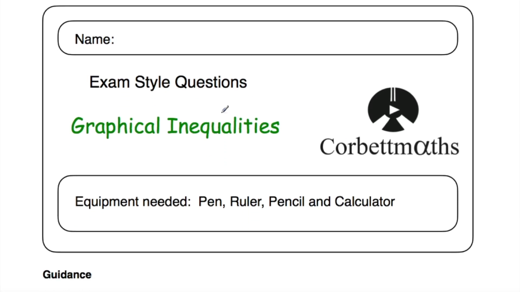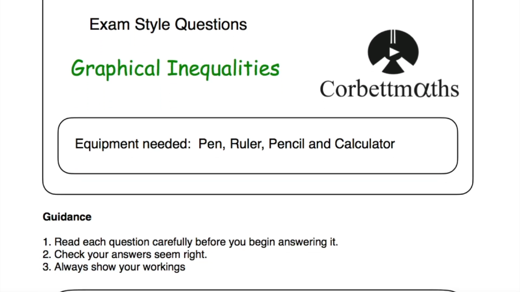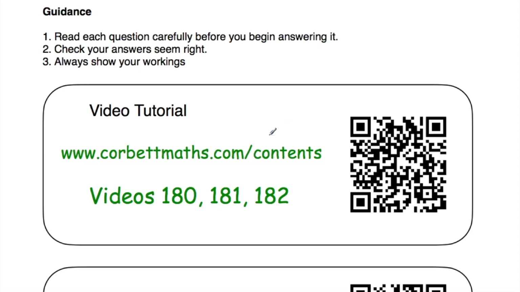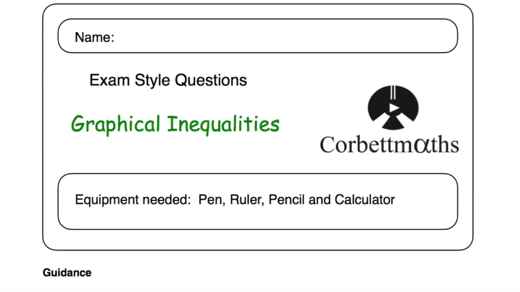In this video, we're going to look at the video solutions to the Corbettmaths Practice Questions on Graphical Inequalities. If you need extra help on Graphical Inequalities, go to Corbettmaths, then the Videos and Worksheets section, and scroll down to video numbers 180, 181 and 182. There are dedicated video tutorials on Graphical Inequalities. Alternatively, you can scan this QR code. But in this video, we're going to focus on the video solutions to the practice questions, so let's get started.